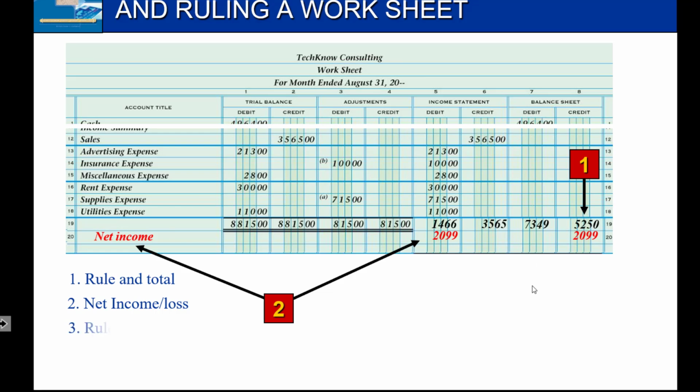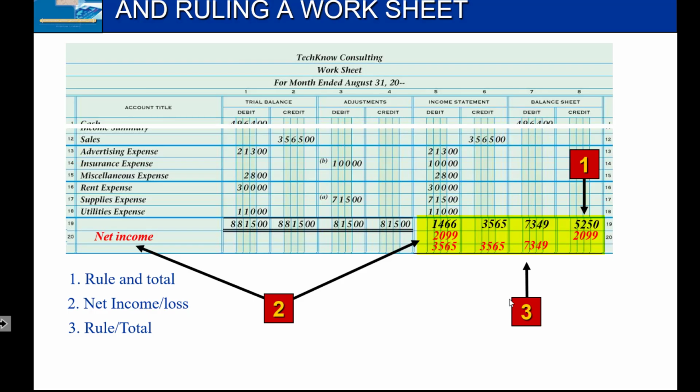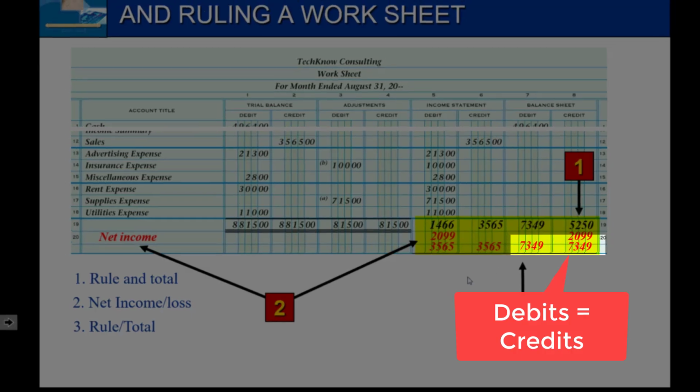Now we have to do one final rule and total to make sure that debits equal credits. So I'm going to look at just the totals and the net income or the net loss right here. So if I add these two numbers together, I am going to get 3,565. I can just drop that down and I've got debits equal credits. I can drop down my balance sheet debit, and then if I add 5,250 plus 2,099, I get the same thing. Again, debits equal credits, and I am set.